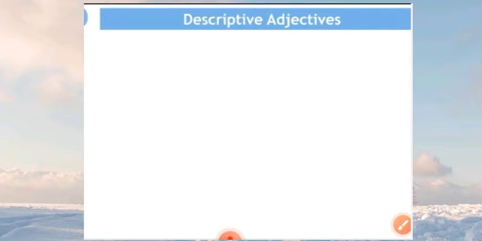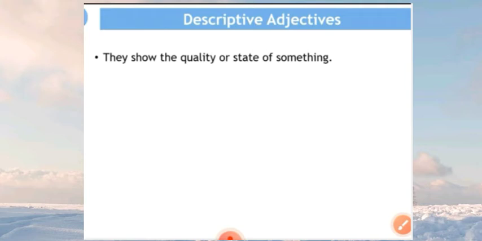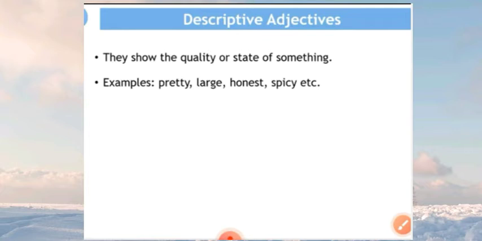The next kind of adjective that we look at is the descriptive adjective. Now, descriptive adjectives show the quality or the state of something. So we have words like pretty, large, honest, spicy, old, young, hot, cold, etc. All of these words are descriptive adjectives because they describe the quality or state of something.